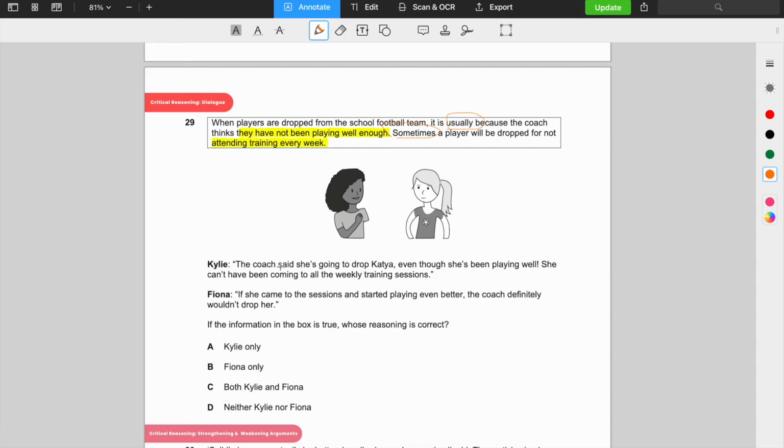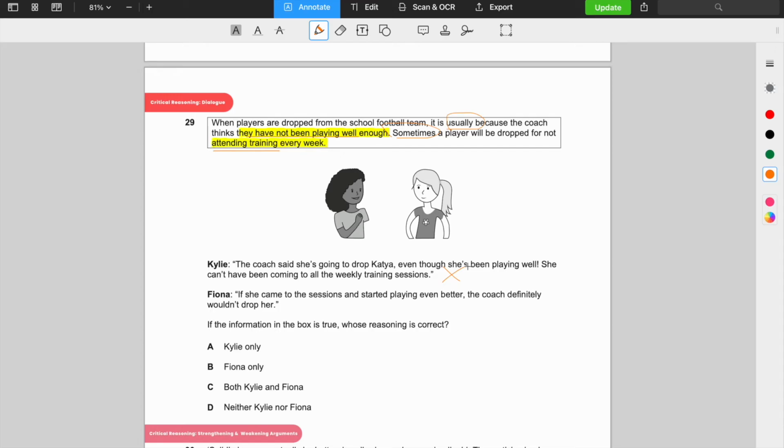Kylie, the coach said she's going to drop Katya even though she's been playing well. She can't have been coming to all the weekly training sessions. Now, Kylie is wrong because Kylie fails to consider other possible explanations, which we talked about earlier, right? Kylie assumes there's only two possible explanations, so she's committed what we like to call false dichotomy, assuming if it's not A, it must be B, failing to consider other options. So that's a very common fallacy in real life that people commit as well, having really black and white thinking, there's only two possible explanations when there could be other ones.